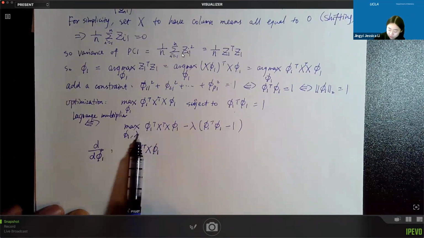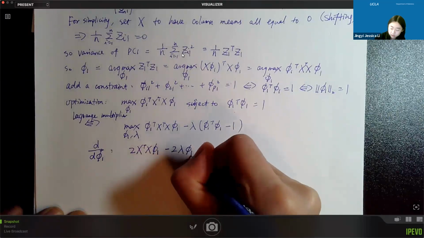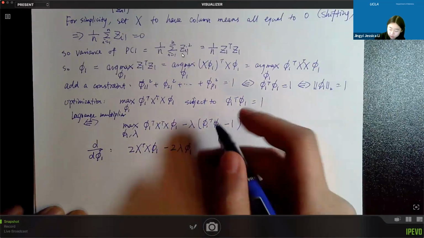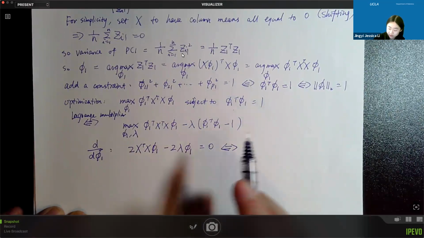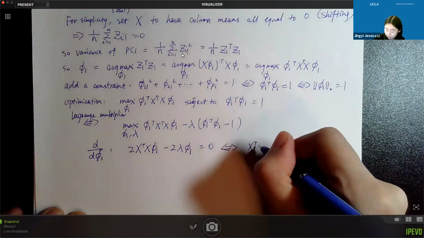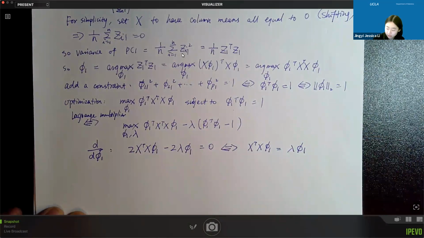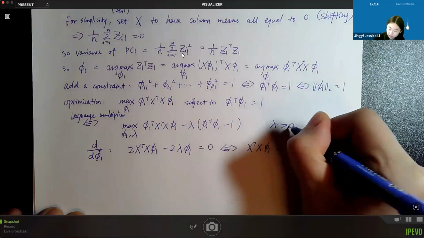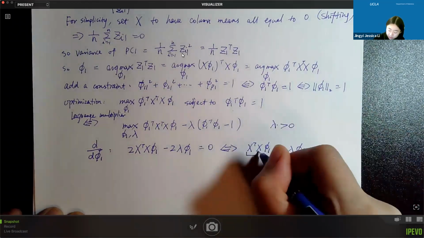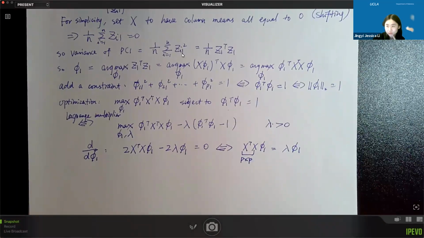So we take the derivative here, we get this. For the second part, I get 2 times lambda phi 1. So you see the two are still p-dimensional vectors equal to 0. And you see, I have something interesting. I cancel the 2, move this to the right-hand side. I have x transpose x phi 1 equals lambda phi 1. And lambda is just a scalar, okay? Lambda is a scalar. I can say it's a positive scalar. And this is a p by p matrix, x transpose x. A square matrix.